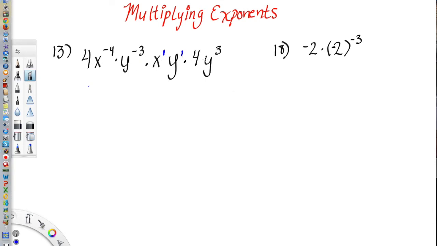So first thing I'm going to do is take a look at my coefficients, and I've got a 4 here and a 4 all the way over here. So I've got 4 times 4. Put those together.